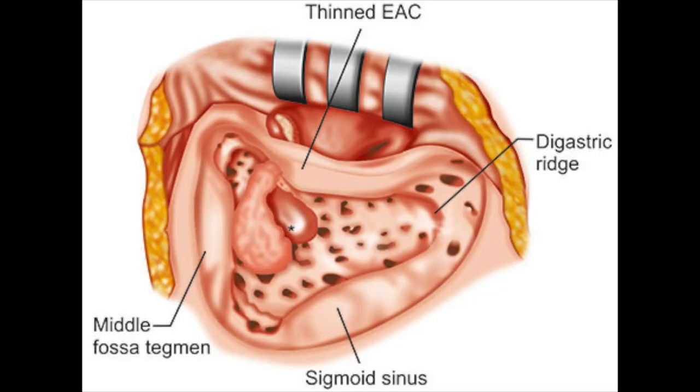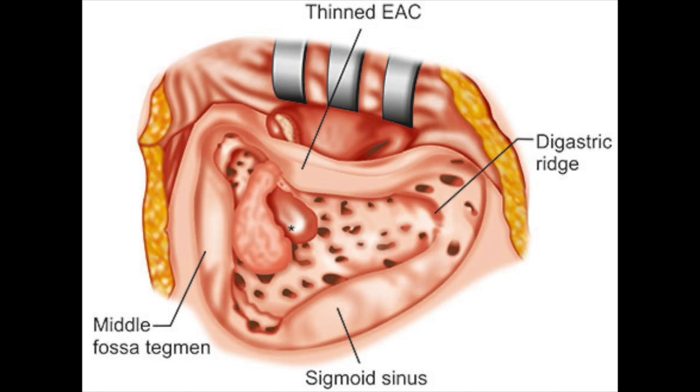And then during a mastoidectomy, what are the 3 main landmarks you want to know? So superiorly, that'll be your tegmen. Anteriorly, that'll be your external auditory canal. And then inferiorly, that'll be your sigmoid sinus.